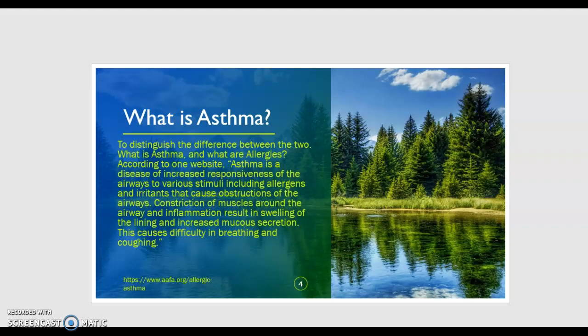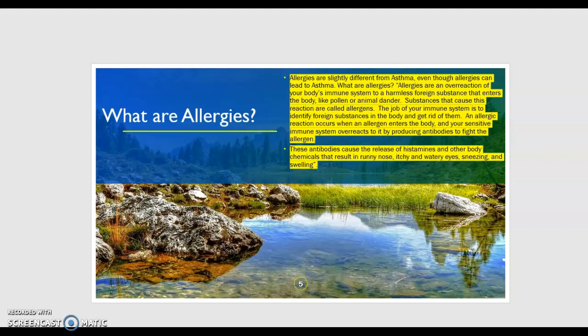Moving on to slide number five, we will be talking about allergies. Allergies are slightly different from asthma, even though allergies can lead to asthma. Allergies are an overreaction of your body's immune system to a harmless foreign substance that enters your body. The pollen or animal dander that causes this reaction are called allergens, and they irritate your allergy.